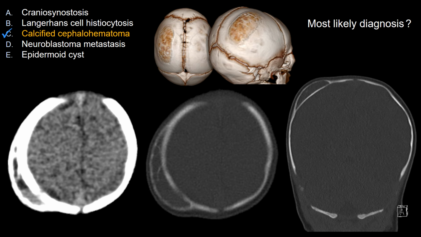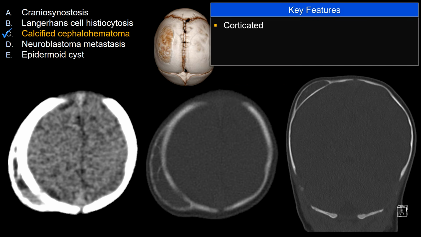The best choice in this case is calcified cephalohematoma. Let's look at some of the features that make choice C the best answer here. First of all, you see this very well corrugated lesion that's expansile overlying the right side of the skull. Now, there's no aggressive process such as a bony destructive process or an aggressive-appearing periosteal reaction. So even though the lesion looks expansile, the cortex is intact, and it looks relatively benign.